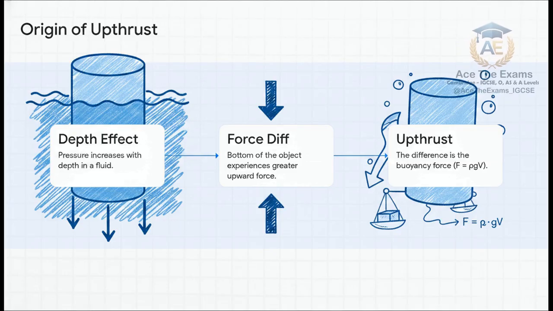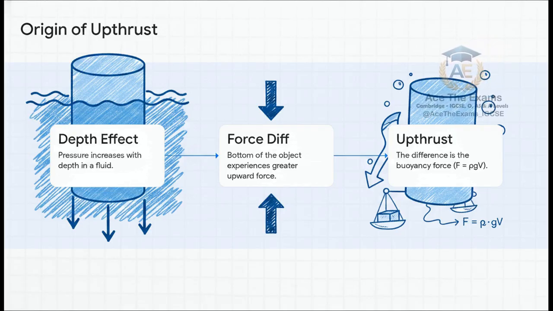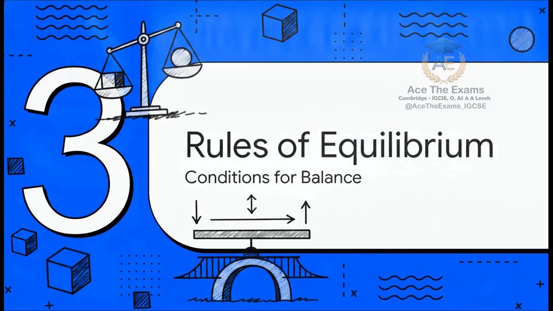Upthrust force equals rho times g times v, where v is the volume of the displaced fluid. And since density times volume is mass, rho times v is the displaced mass. Multiply that by g, and boom, you have the weight of the displaced fluid. It's a really elegant piece of physics. It takes pure fluid mechanics and directly proves Archimedes' principle. Just brilliant. All right, Section 3, the rules of equilibrium.